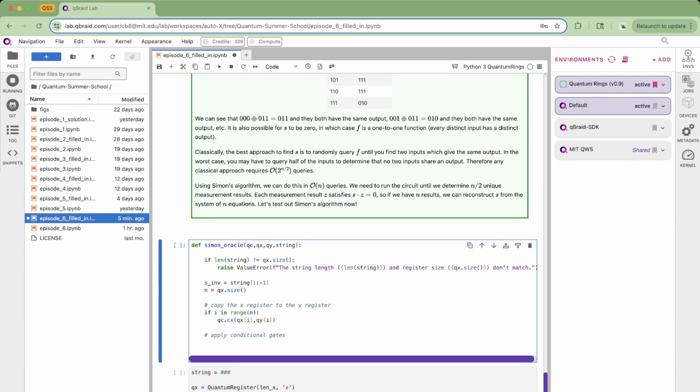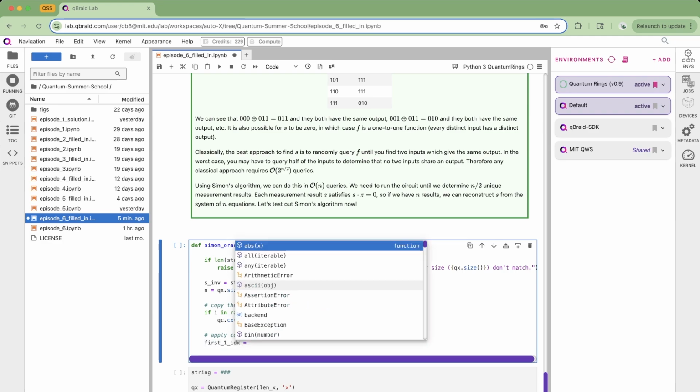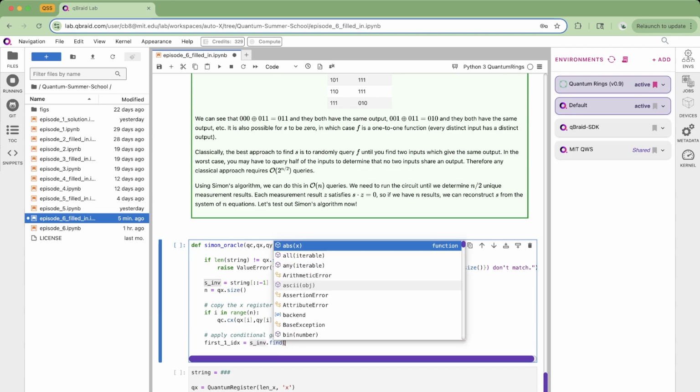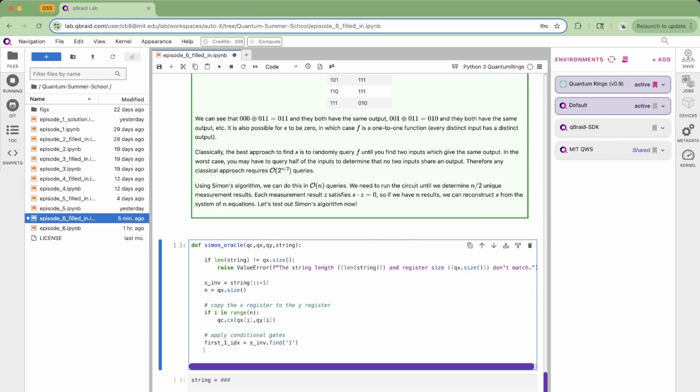So the way that Simon's algorithm oracle is going to work is we need to find the place where there's the lowest index bit that's 1 in the string s. So we can just call this the first 1 index. And we can get that from doing this. And then we take that qubit in the X register and we apply controlled NOT gates to everywhere in the Y register where s is non-zero.